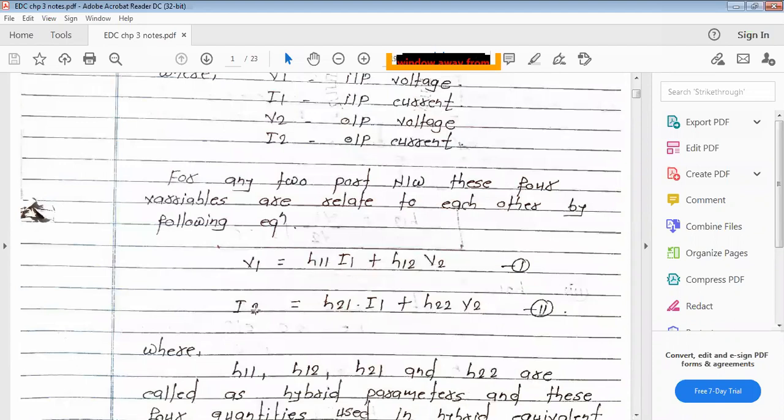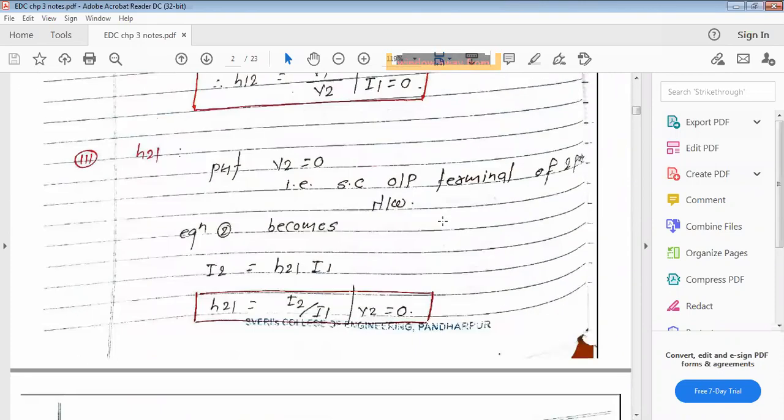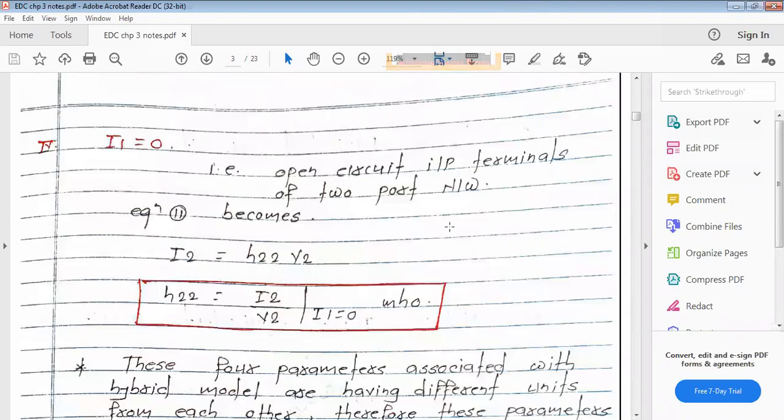And the last one, how to find the value of H22, by making I1 0. So H22 is nothing but I2 upon V2. Now tell me, what is the ratio of I upon V? Resistance is nothing but V upon I. V is equal to I into R, so R is nothing but V by I. If we have any capacitive or inductive component, instead of R we call it Z. Z is nothing but impedance.